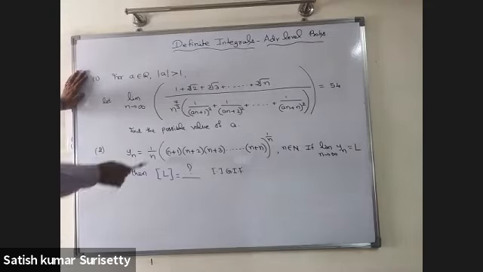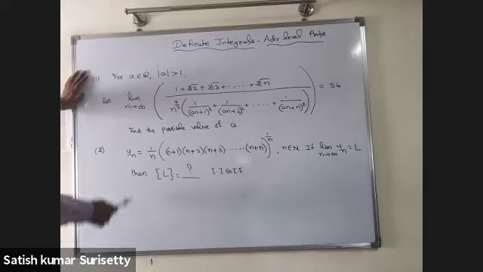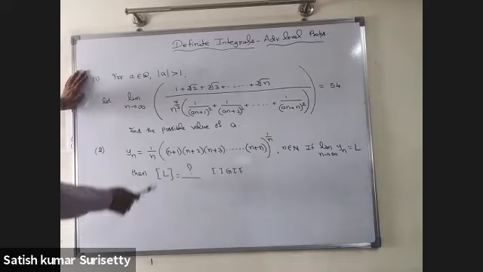Second problem. Yn equal to [(n plus 1)(n plus 2)(n plus 3) and so on (n plus n)] whole power 1 by n, where n belongs to N. If the limit as n tends to infinity of yn equal to L, then find the greatest integer function of L, that is step of L equal to.